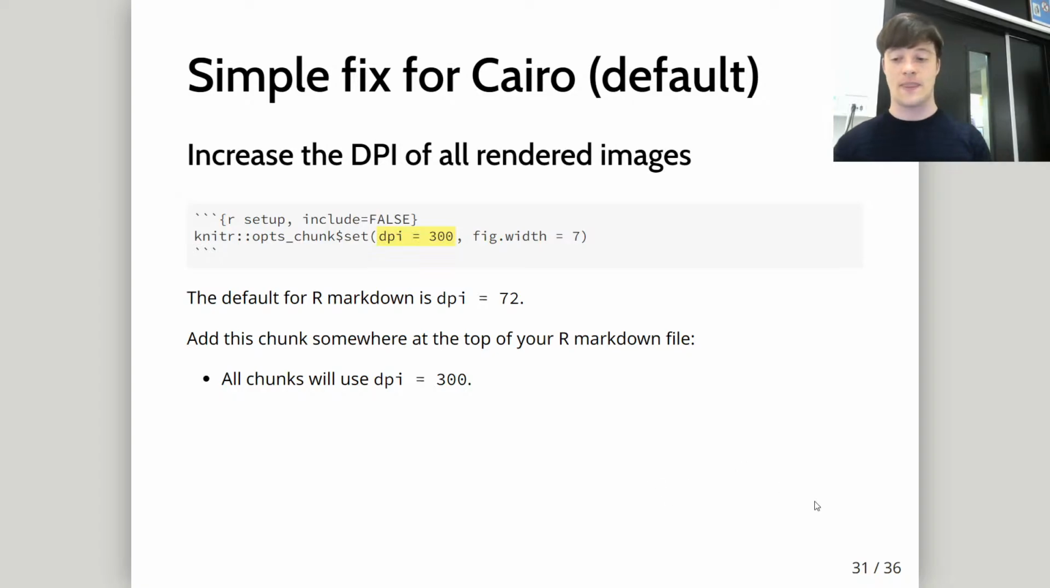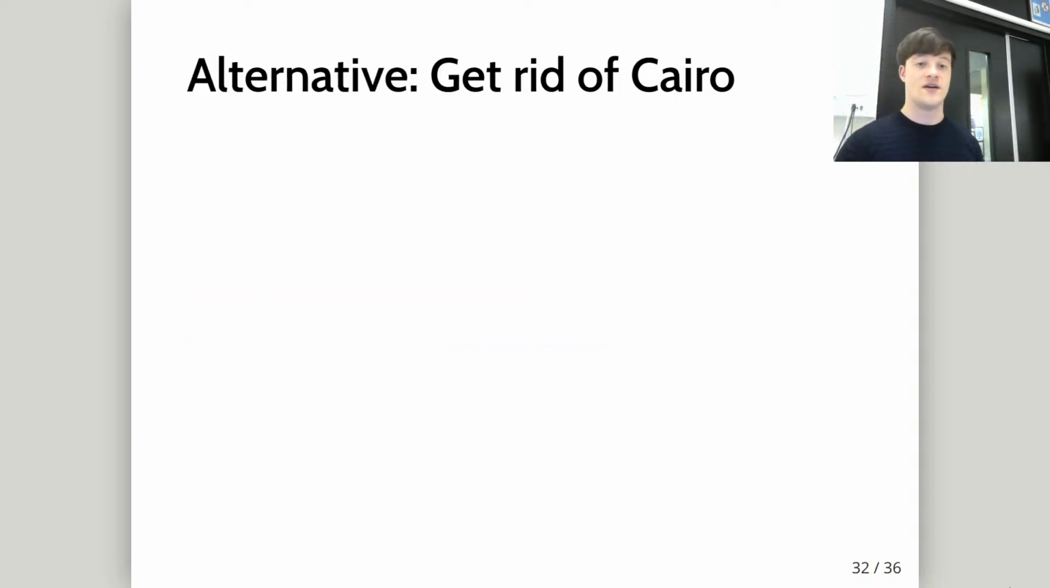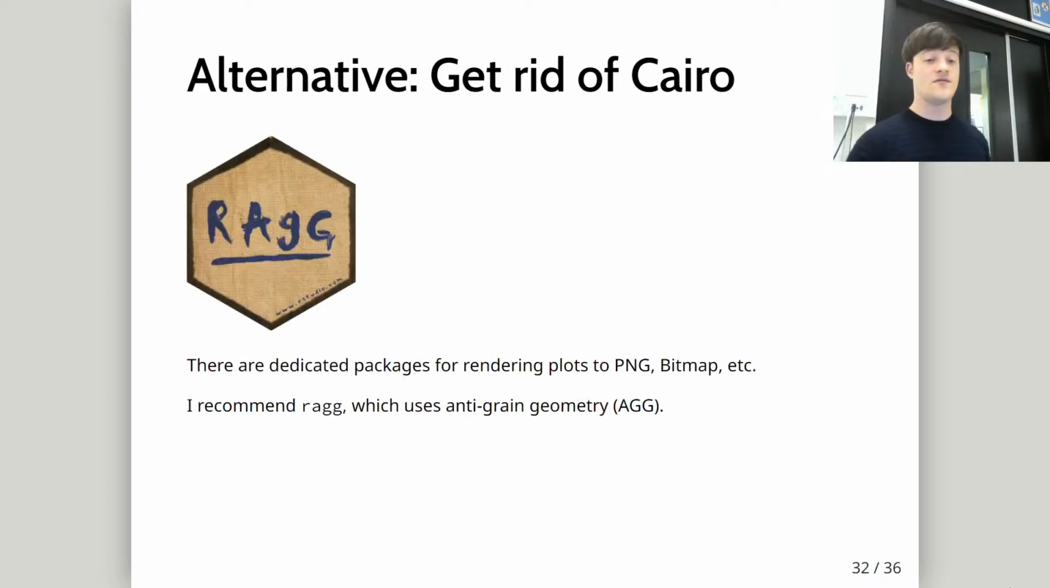Okay, alternative, just don't use the default device. There are other devices that you can use. For example, ragg, which is anti-grain geometry, which is a really nice way to render graphics and much better than Cairo.